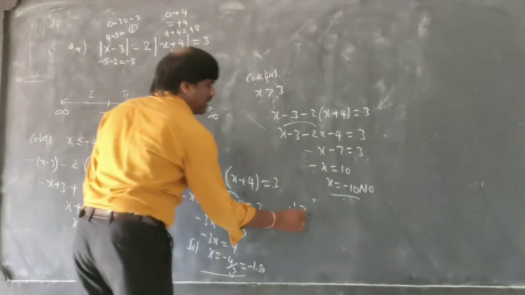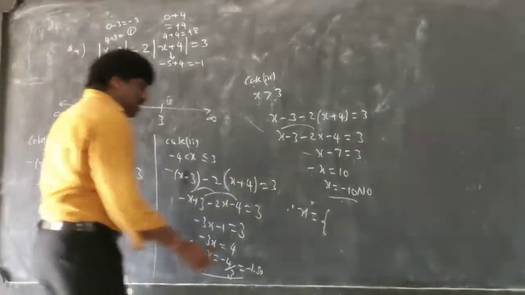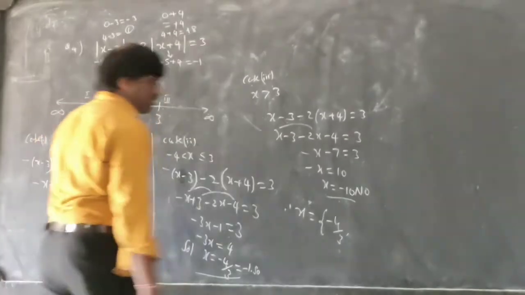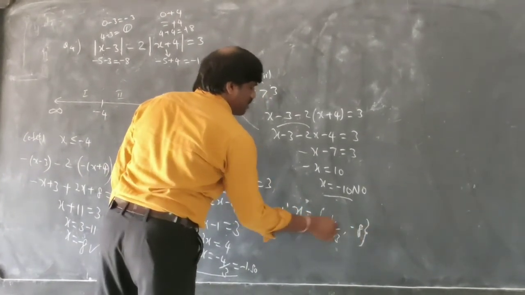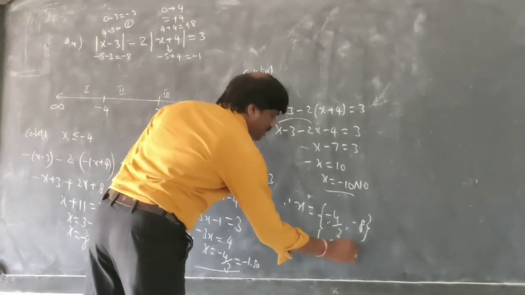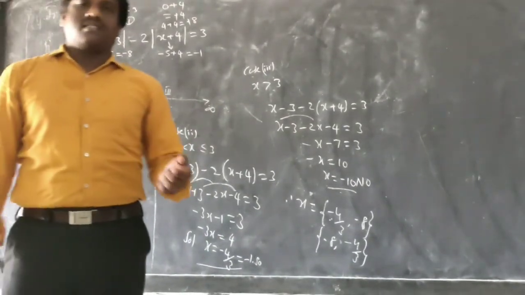So finally x is equal to, what is your answer? The answer is minus 4 by 3 comma minus 8. Okay, first you should write minus 8, then you can write the other. In set builder form, we write the smallest number first and the next one is the greatest number, like this. Okay, understood?